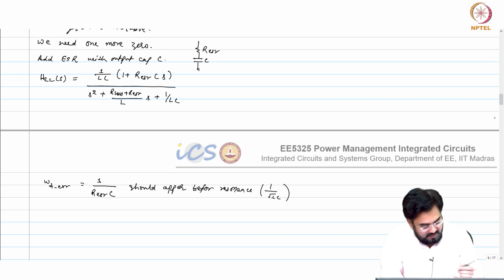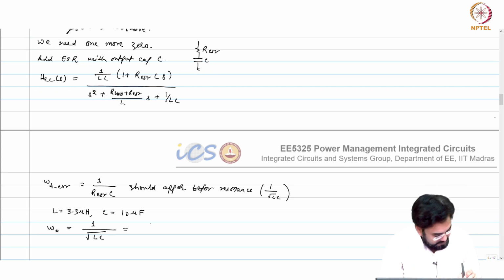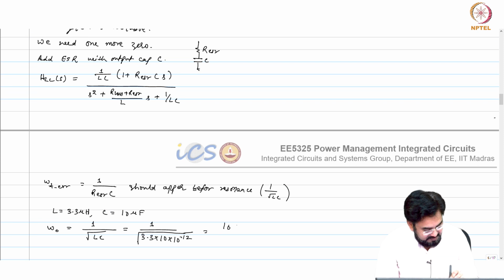Okay, now let's take an example. L equal to 3.3 microhenry, C equal to 10 microfarad. So what is your omega naught? 1 over square root of 3.3 into 10 into 10 power minus 12. So this becomes 10 power 6 over square root of 33.